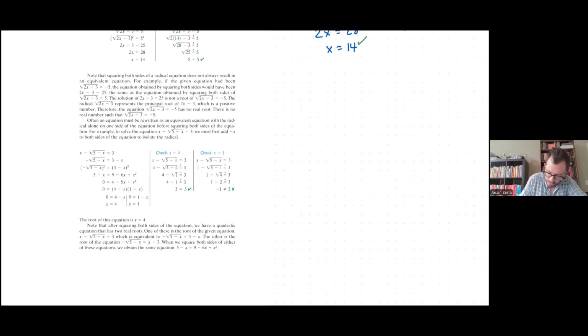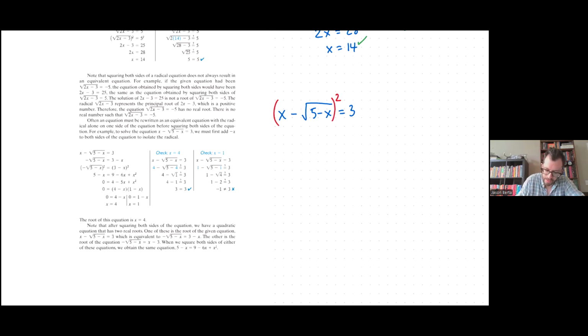I'm going to walk you through this one. We have x minus the square root of 5 minus x equals 3. I don't want to square the left side of this equation yet, because if I did, I'd have to square that binomial, and it won't get rid of the radical. So the idea is you isolate the radical first.